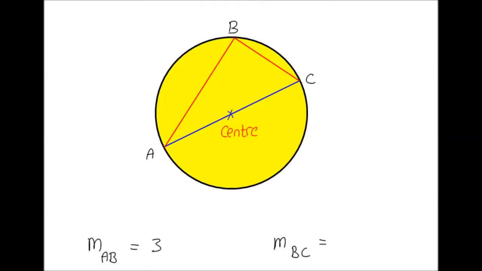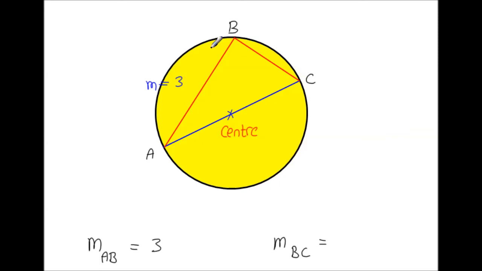Okay, a new example. The gradient of the line AB is equal to 3. So the gradient for this line is equal to 3. Now this line here, AC, is going through the center of the circle, so it's a diameter.